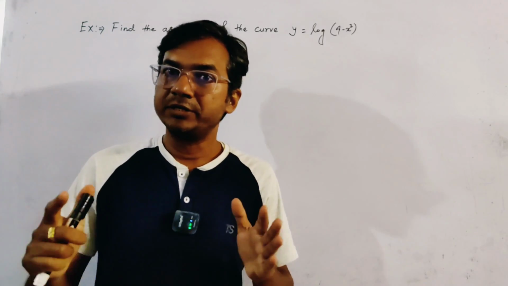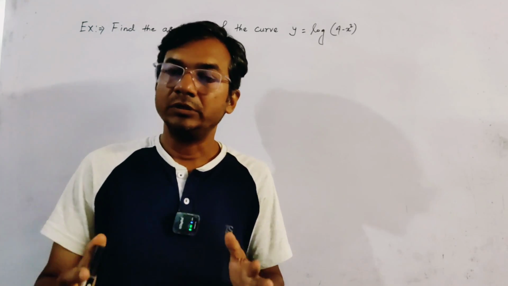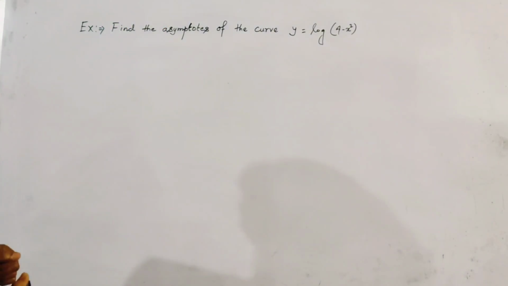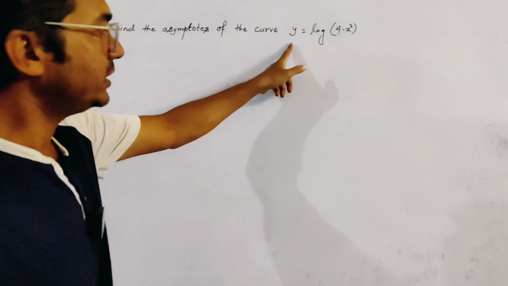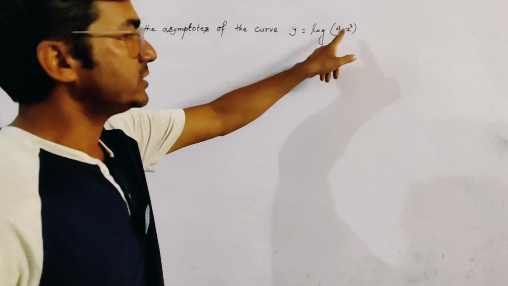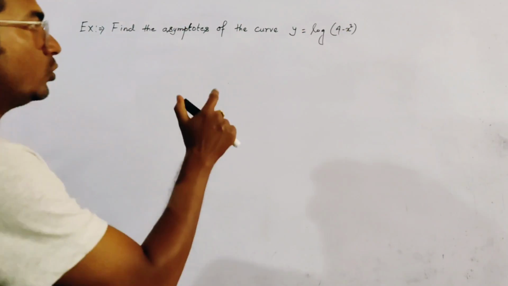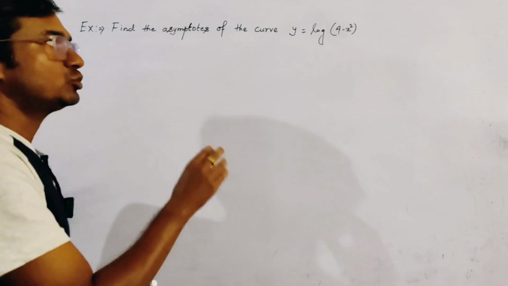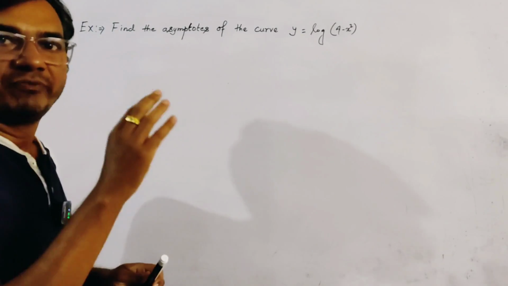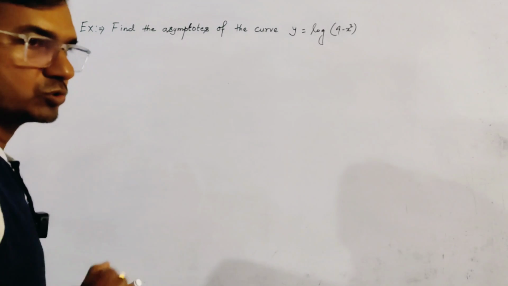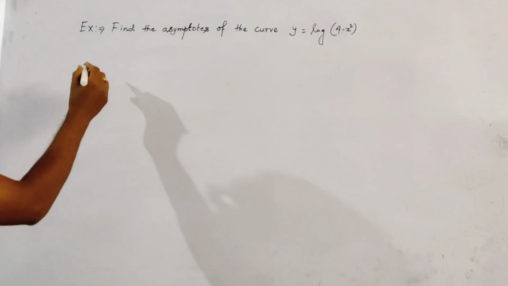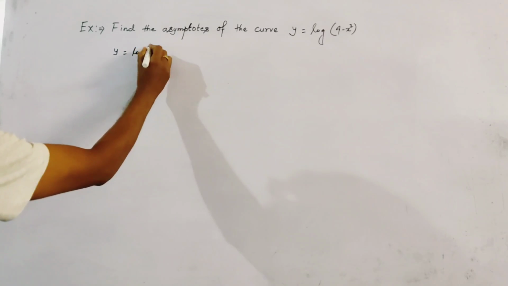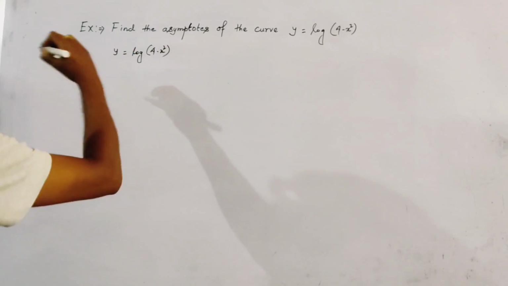Here we are trying to find out the equation of asymptotes of a curve, and the curve is given by y equals log of 4 minus x square. We first try to find the asymptotes parallel to the axis, that is the vertical asymptotes and horizontal asymptotes. Now for this curve, y equals log of 4 minus x square.